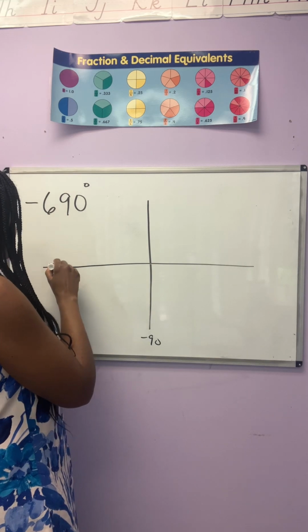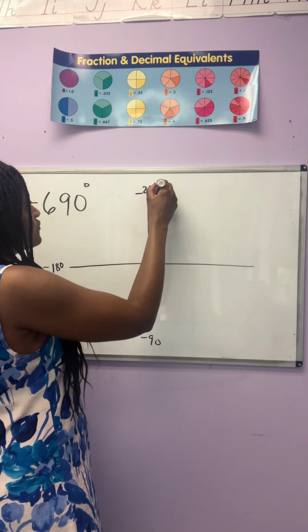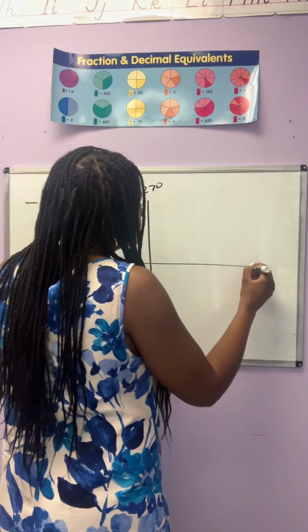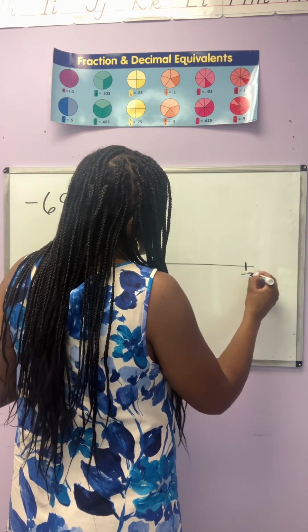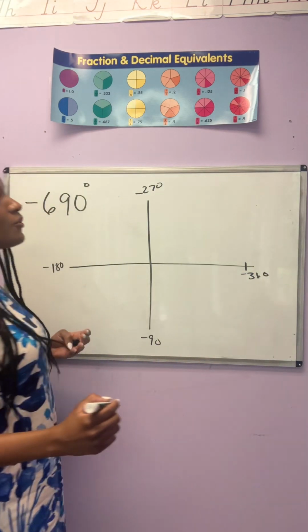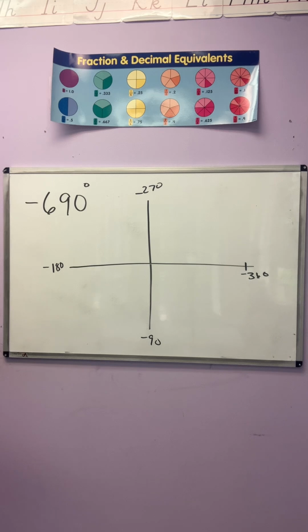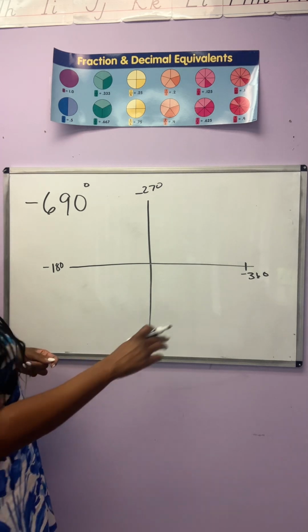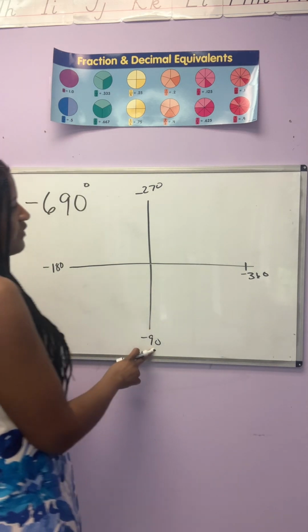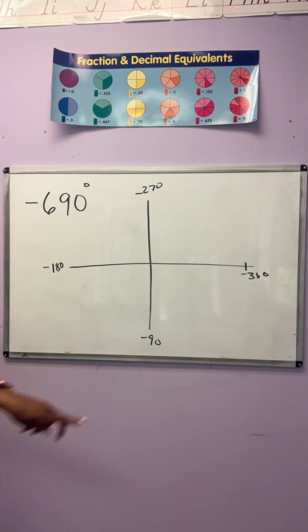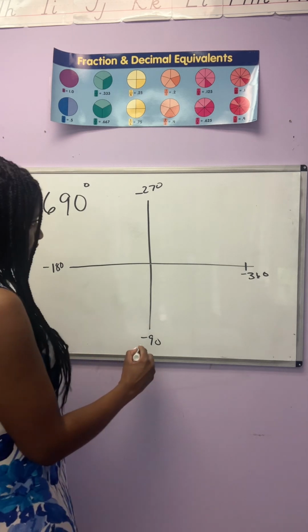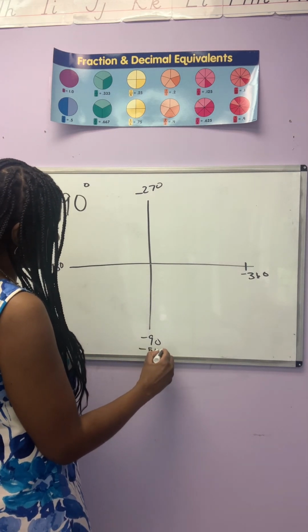So this is negative 90. This is negative 180. This is negative 270. This is 0, but then when you loop one time, it'll be negative 360. So now we're trying to get to negative 690. If we double that, okay, so no, that'll be too much, so we're not doubling. So if we're at negative 360 and we add another 90, that's going to be negative 540 right here.